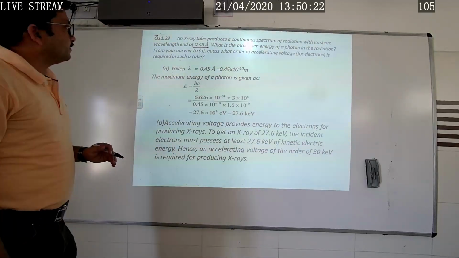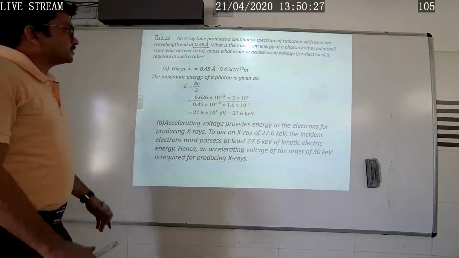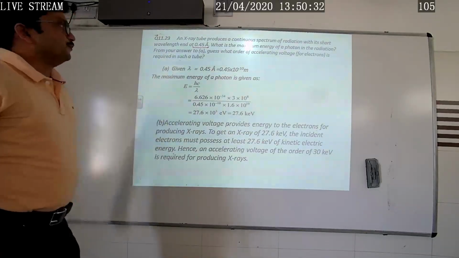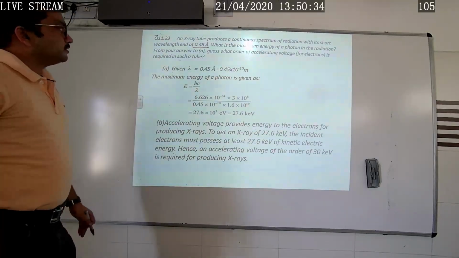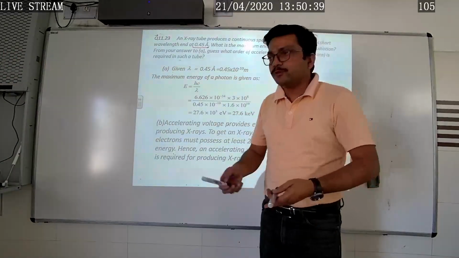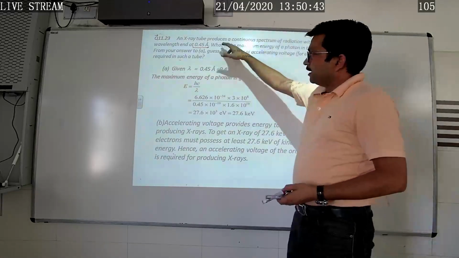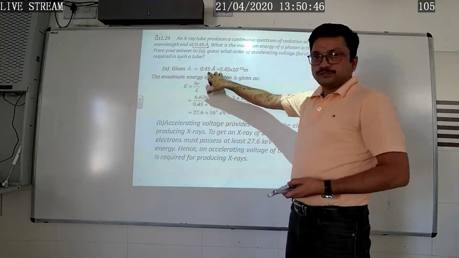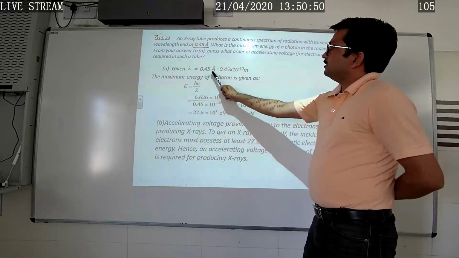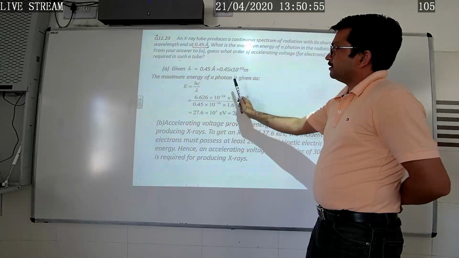First thing we have to calculate this. From your answer to part a, guess what should be the order of accelerating voltage for electron required in such a tube. Okay. So here the X-ray tube, popularly called the Coolidge X-ray tube, is producing the spectrum of radiation having the wavelength which is given to us, 0.45 angstrom. So writing this in SI units, we get 0.45 into 10 to the minus 10 meter.